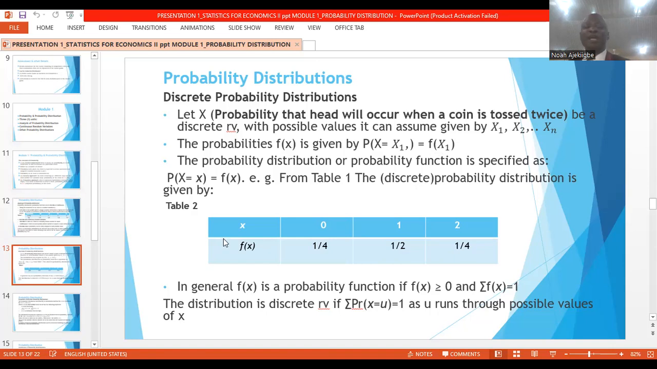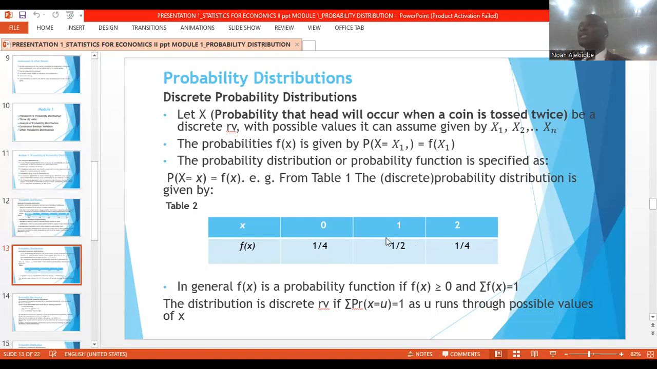So you have f of x here now. We said the random variable x takes values of 0, 1, and 2. Now the probability that x will assume a value of 0, as from that table, we take 1/4. And the probability that x will take 1, that occurs when we have head on the first toss and tail on the second toss, or tail first and head second, it will be 1/4. When you add the 1/4 together, you get 1/2.